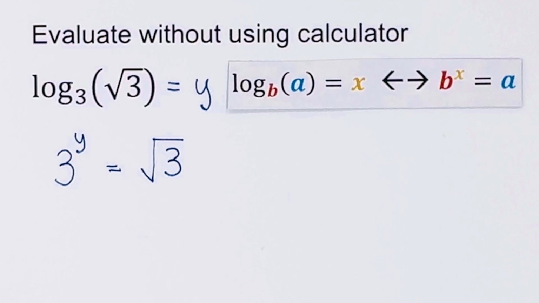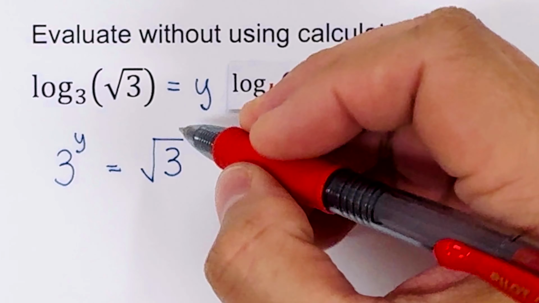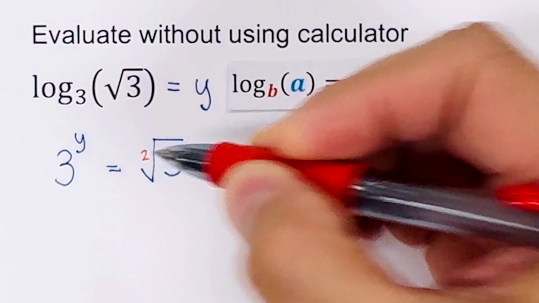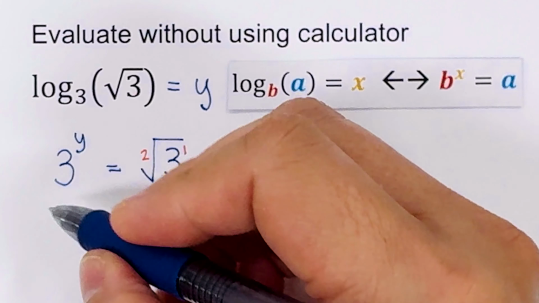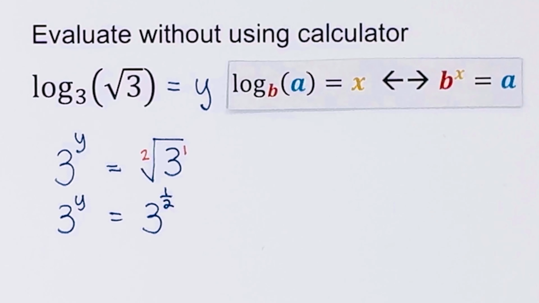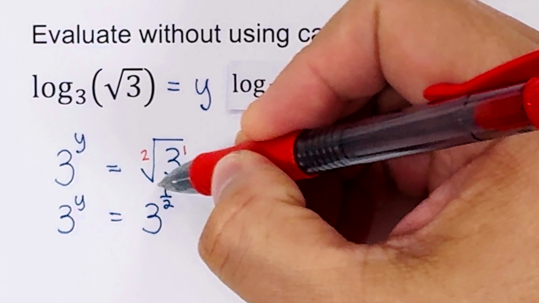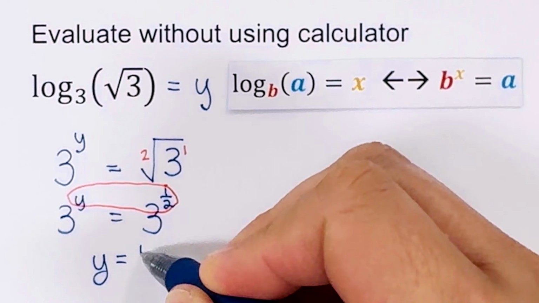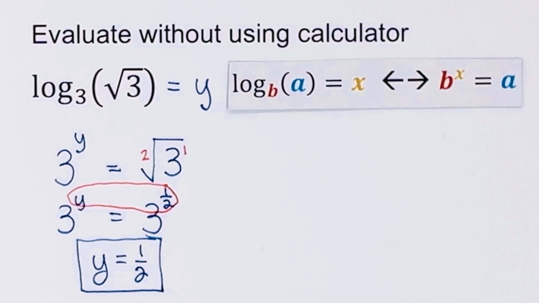From here, we can go ahead and change this square root of 3 to its rational exponent form. Remember, there is an exponent here of 1, and then the index here is 2. So we can go ahead and rewrite this as, if you notice, both bases that we have on each side are the same, so that we can go ahead and say that their exponents are also equal. So this is y is equal to 1/2. So this tells us that log base 3 of square root of 3 is 1/2. Now let's have another example.